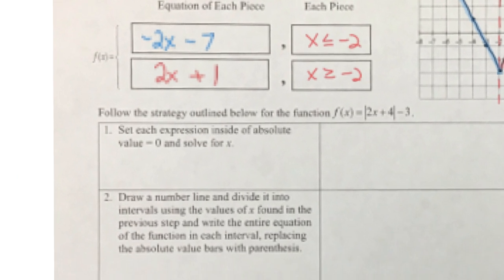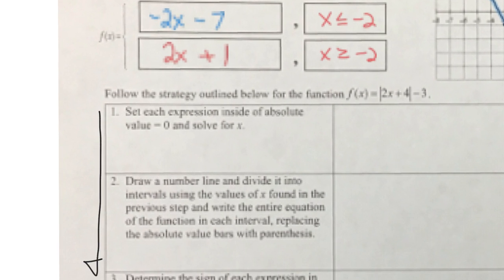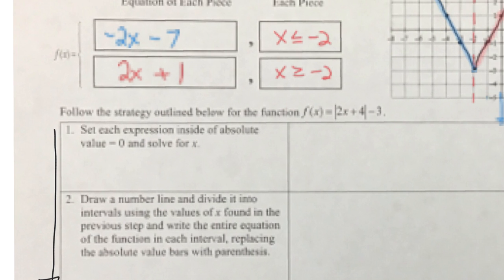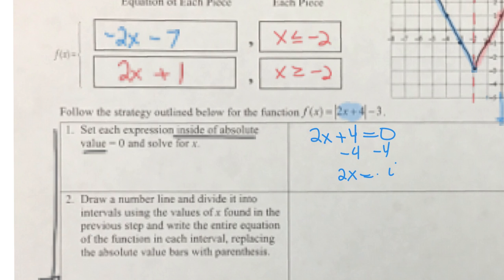So here are the procedures right here, 1, 2, 3, and 4. We'll get to them in a second. But it starts with setting the expression inside of the absolute value equal to 0. We notice that 2x plus 4 is the stuff inside of the absolute value, so that is what we set equal to 0, just like we did up above to find the vertex. We set it equal to 0, and we found that x is negative 2. So this is basically your constraint. It's going to become your constraint here in a second.